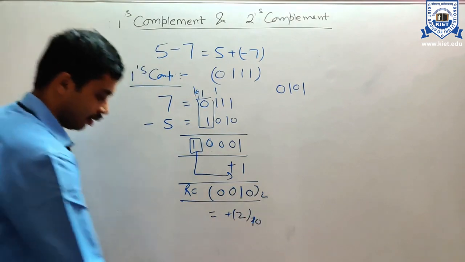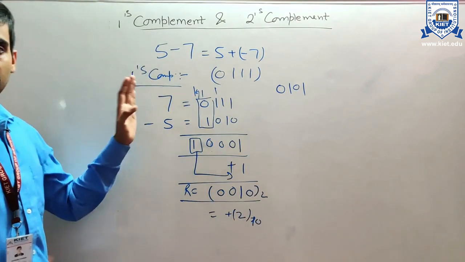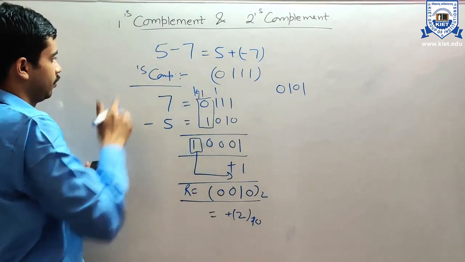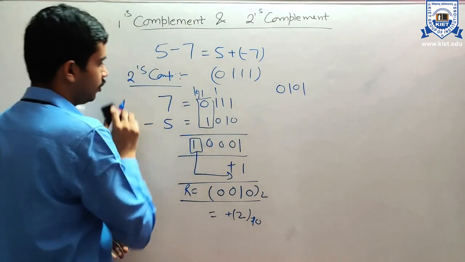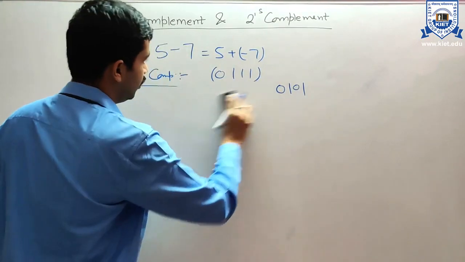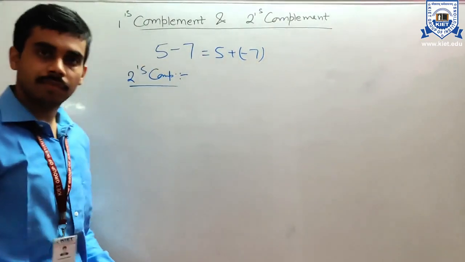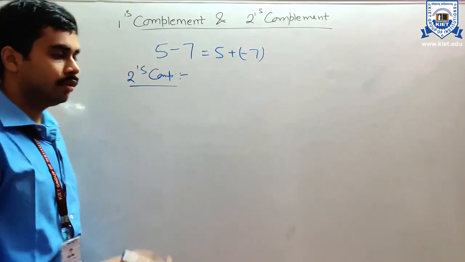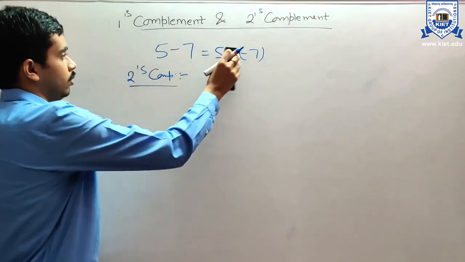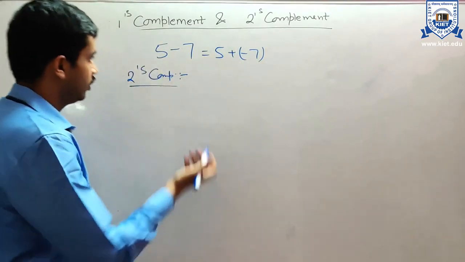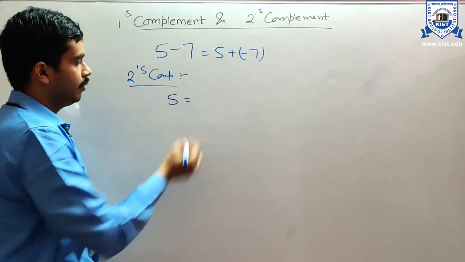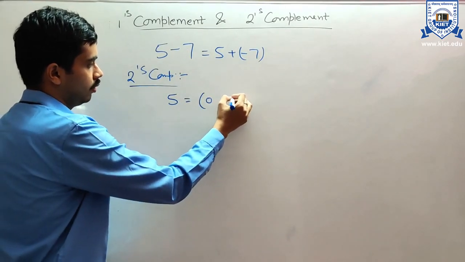Now we will do this same problem using 2's complement. If we use 2's complement, we will take the 2's complement of the number which we want to subtract. So this will be the same, and 5 will be 0 1 0 1.